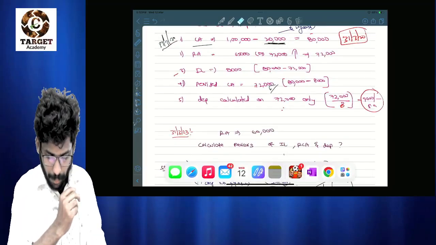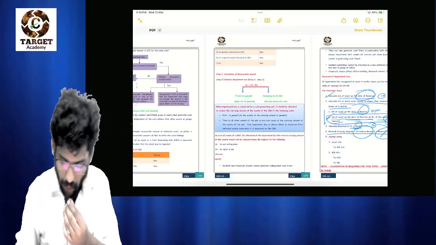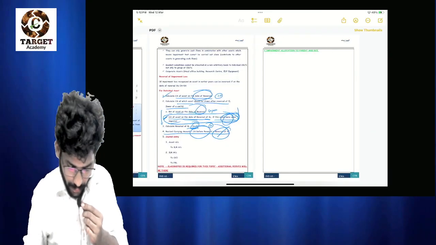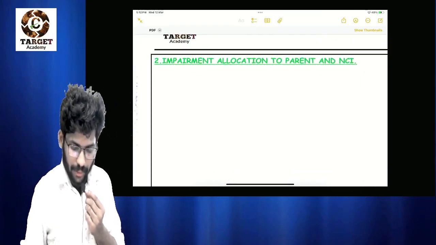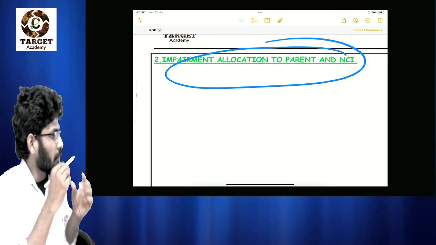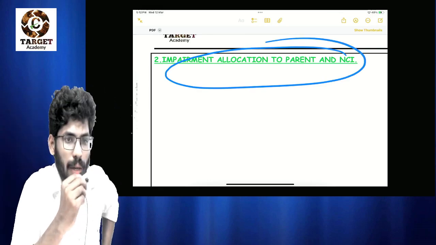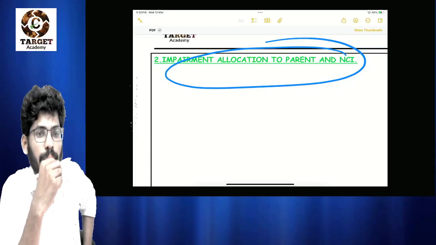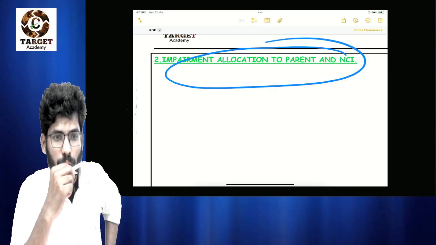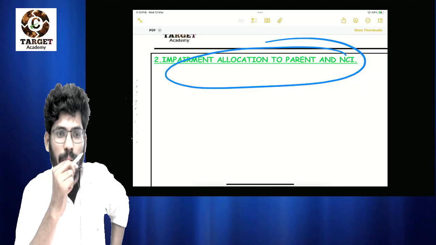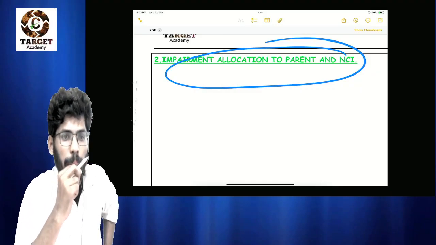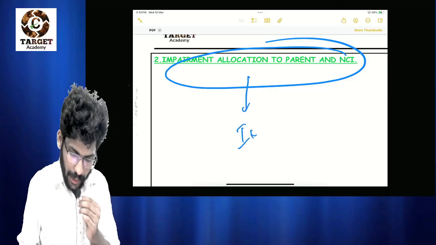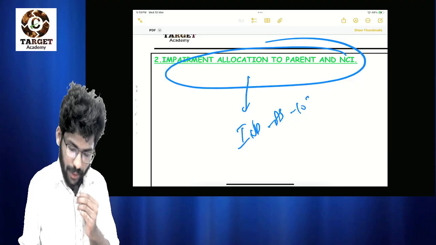With this topic, we are done with impairment loss. We have one and only concept pending, which is also CA final level: impairment loss allocation to parent and NCI. What is parent? Parent means parent company, holding company. NCI means non-controlling interest or minority interest. This concept we will discuss after completion of Ind AS 103.